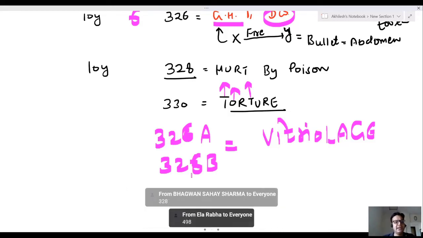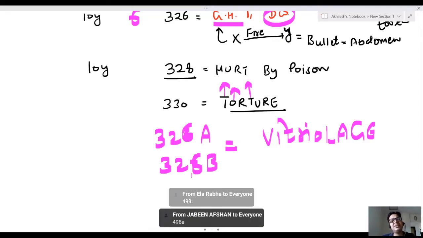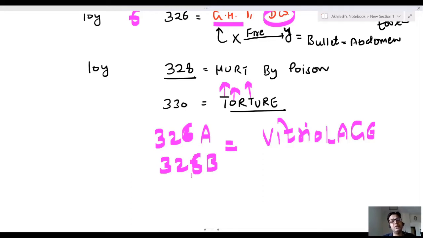Dharini, 498A. Okay, Dharini, I have already discussed vitriol, 326A and 326B, acid attack and attempt. Three boys sprinkled acid on two girls, that was already discussed. Already discussed, vitriol. I think I explained everything in a very simple way. You should remember all these.